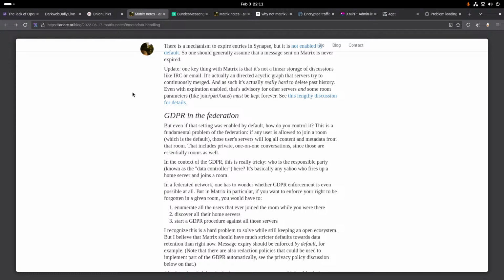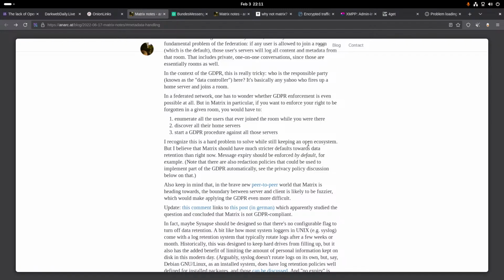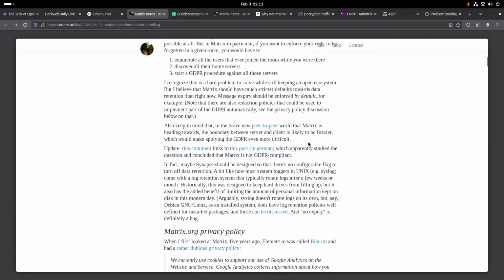In a federated network, one has to wonder whether GDPR enforcement is even possible at all. But in Matrix in particular, if you want to enforce your right to be forgotten in a given room, you would have to enumerate all the users that have ever joined the room while you were there, discover all their home servers, and start a GDPR procedure against all those servers. I recognize this is a hard problem to solve while still keeping an open ecosystem, but I believe that Matrix should have much stricter defaults towards data retention than right now.